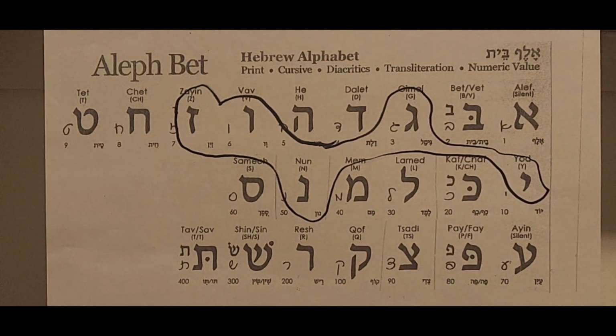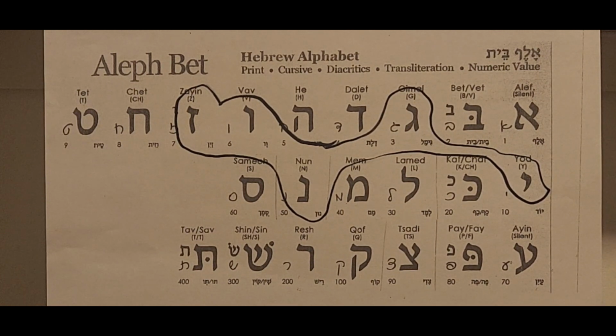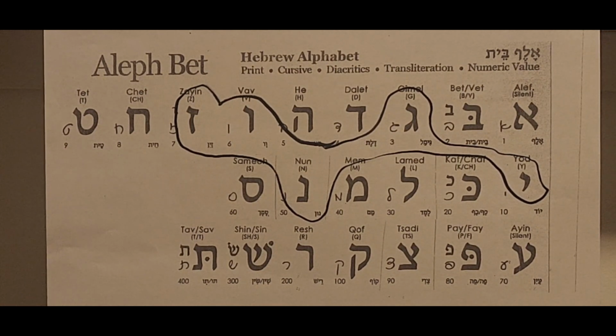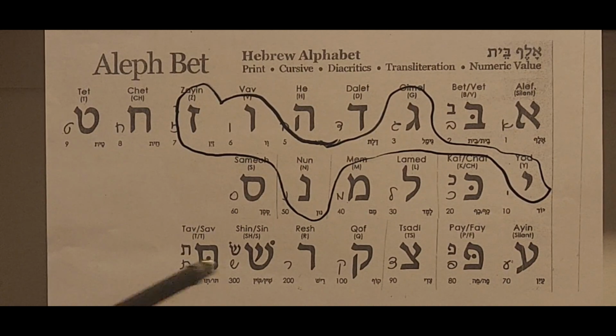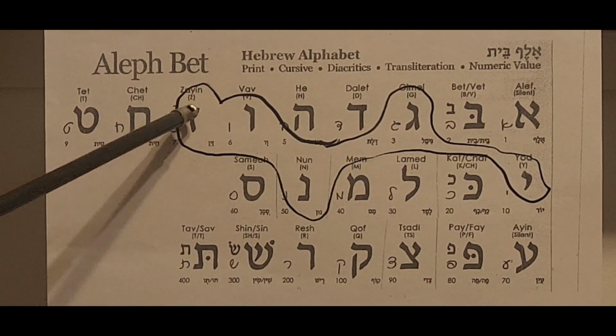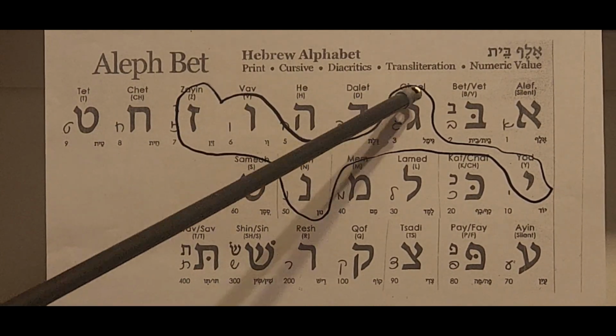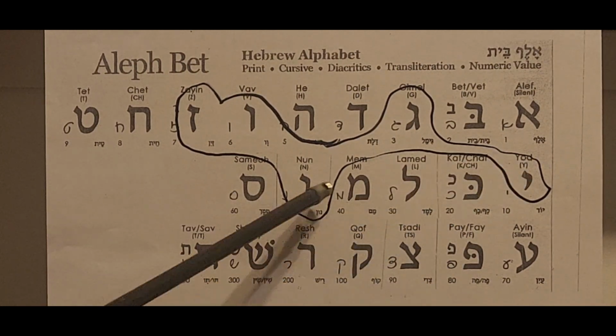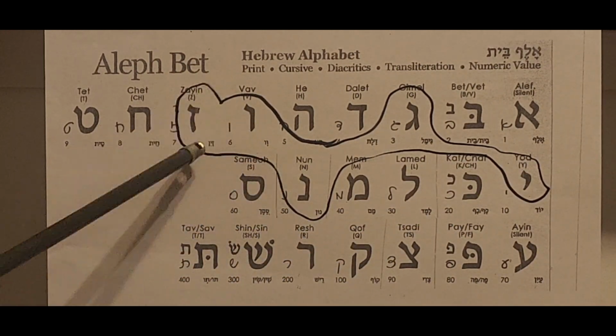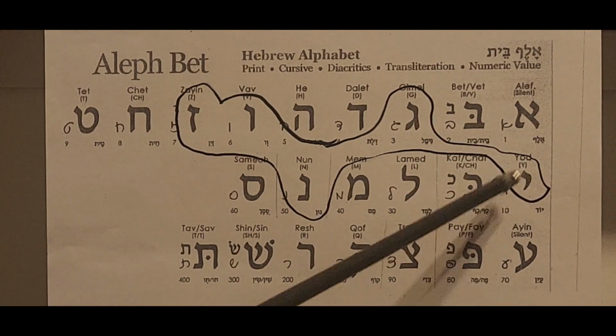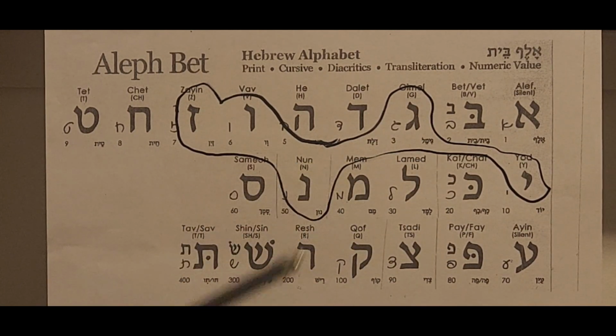This is the family of the skinny letters. Each of these only takes a half space, and if you'll notice, they all have the little hat at the top. Zayin, Vav, Gimel, Yod, and Nun have a long leg, except for the Yod, Gimel and the Nun.